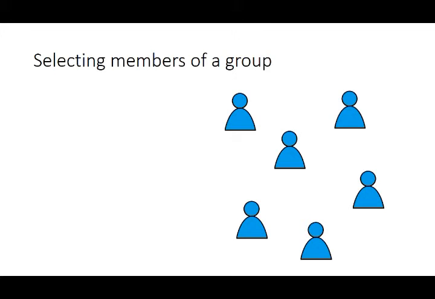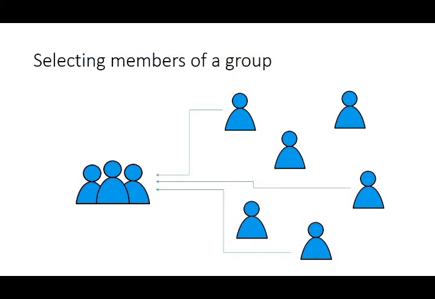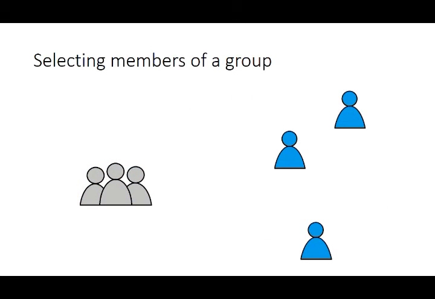Let's illustrate this. Let's say these are users. Users are picked to be members of a group. All users that became members of the group will be granted a permission set. The ones that are not chosen will become members of the general group, whose privileges are still set by the owner.